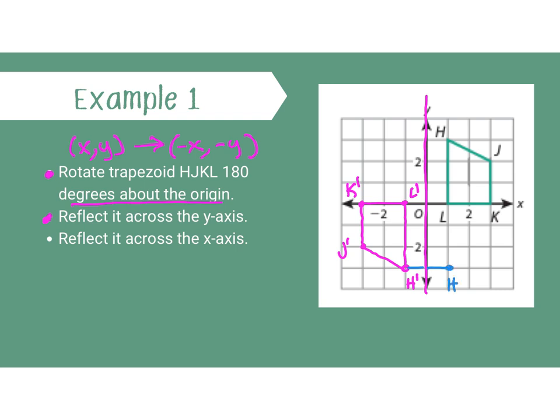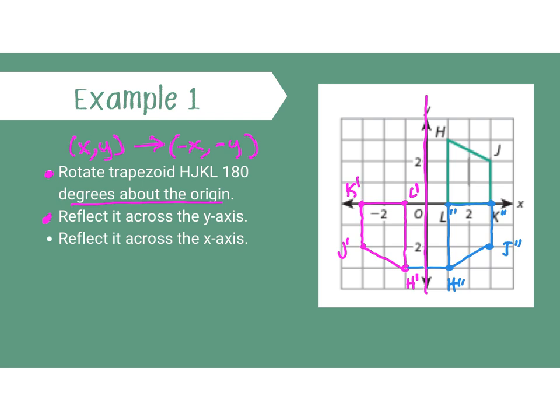I'll call it H double prime. And go in 3 and go out 3. We'll call it J double prime. K. Look at this, it ends up back where it started, and L, it ends up back where it started. So now we have our reflection, and I'll just put the double primes there.